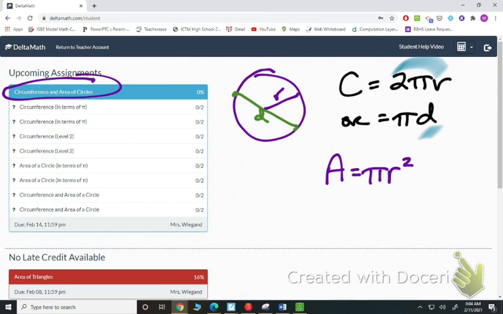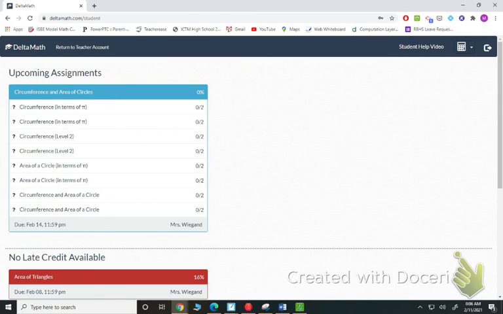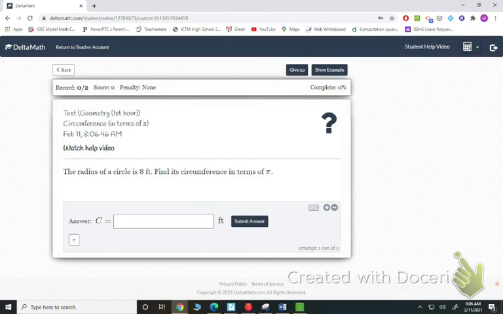Okay, so I'm going to go through some examples, one of each with you, to make sure you can handle this. So let's start with the first one. It says circumference in terms of pi. This problem says the radius of a circle is 8. Find the circumference in terms of pi. So again, the formula for circumference is 2 pi times the radius.